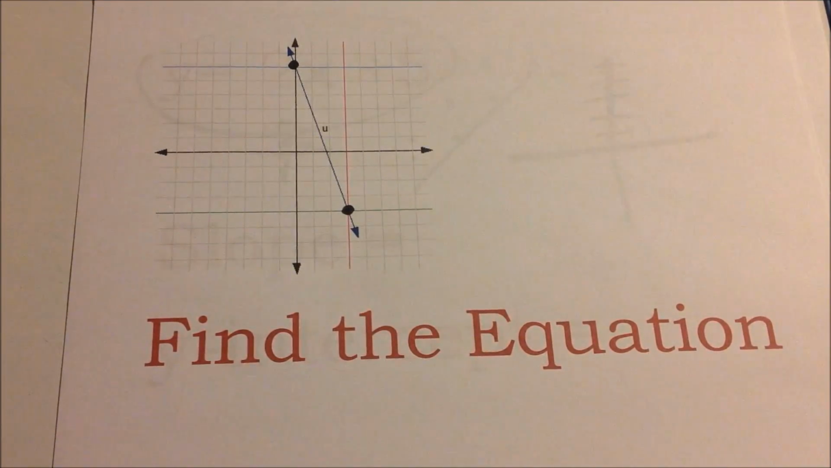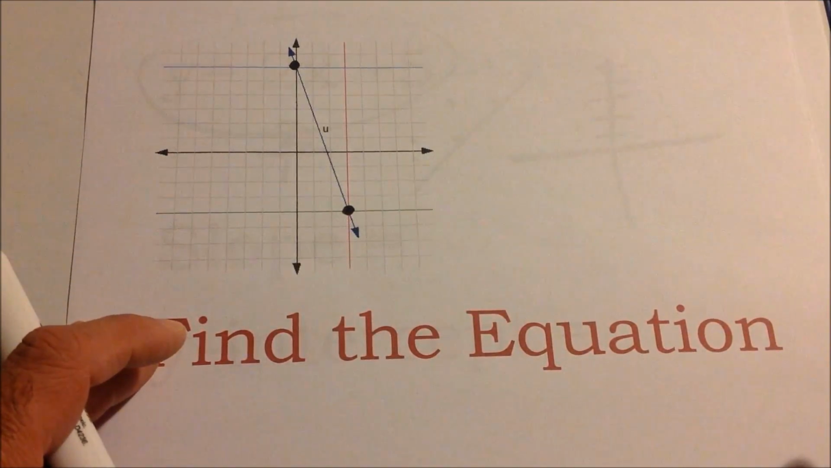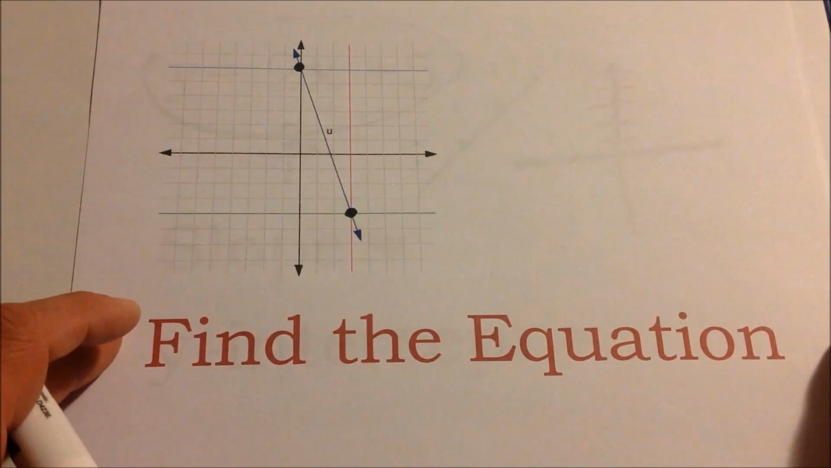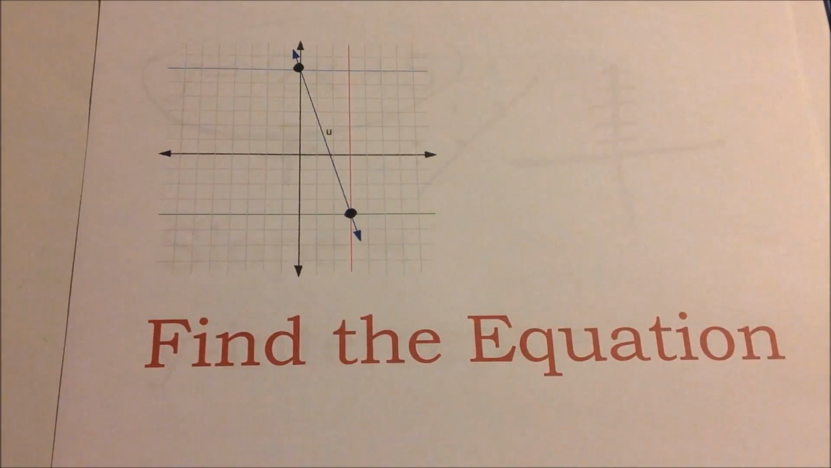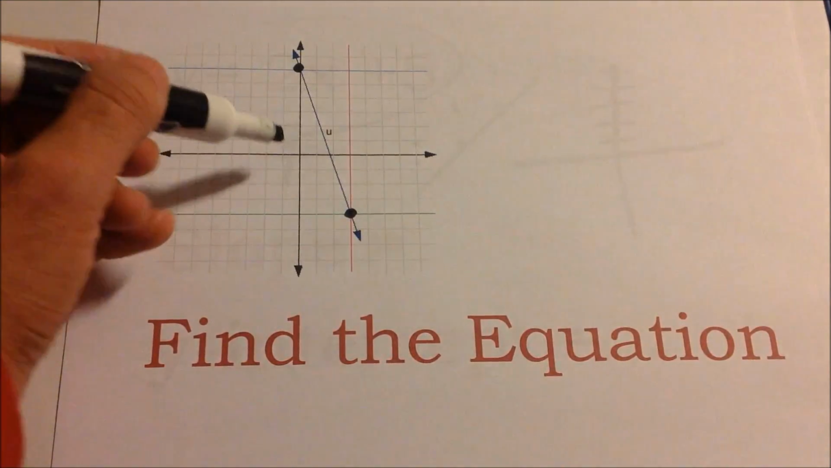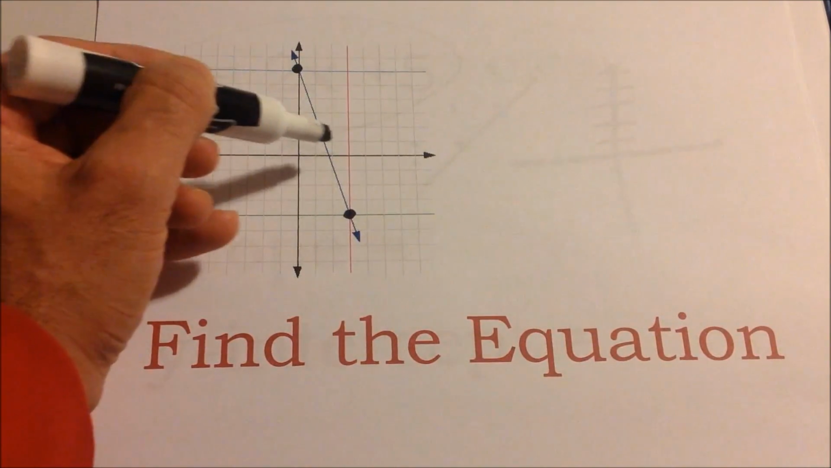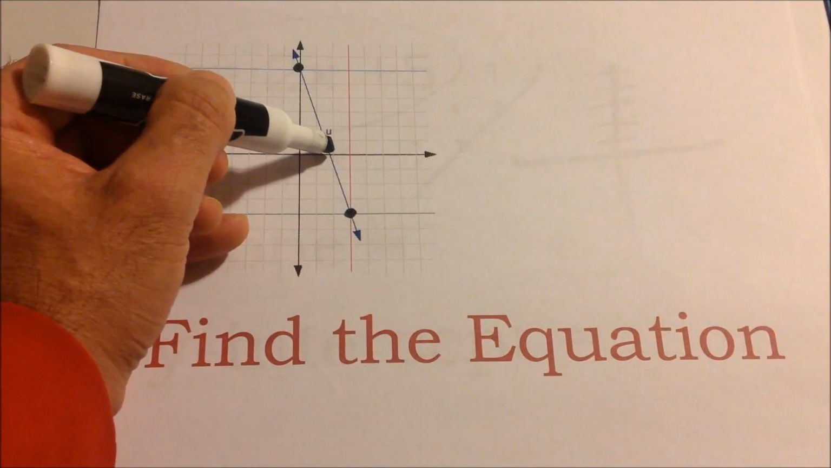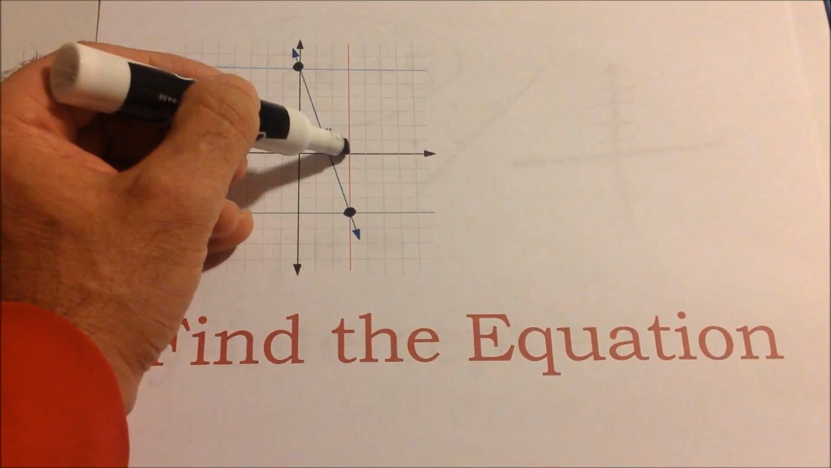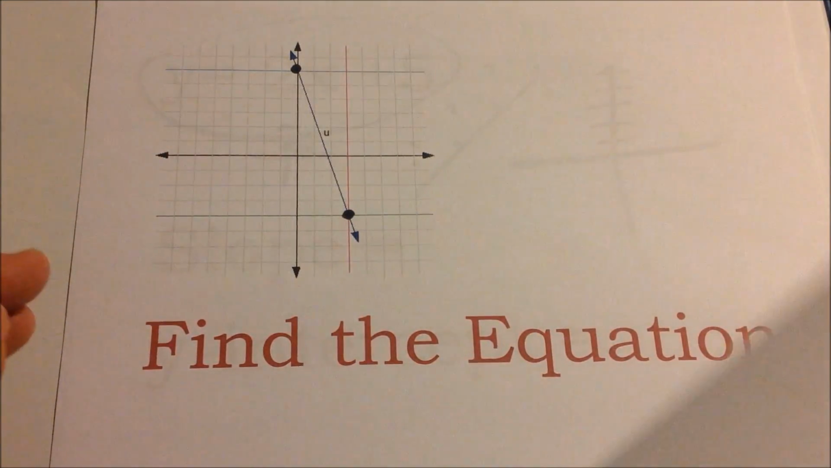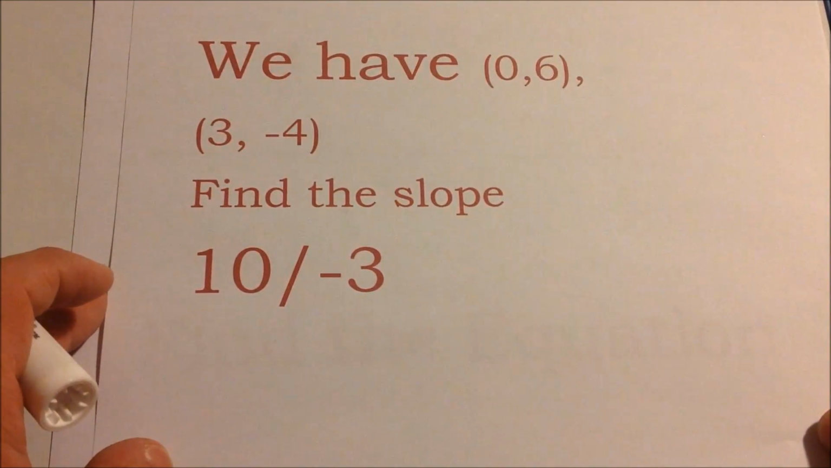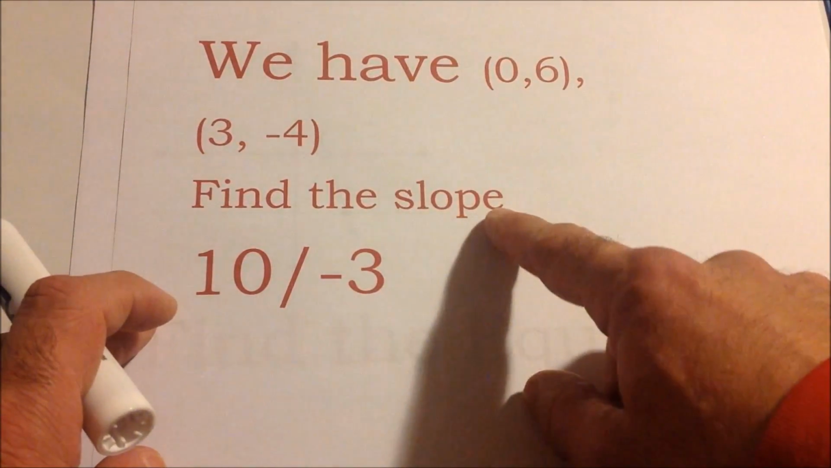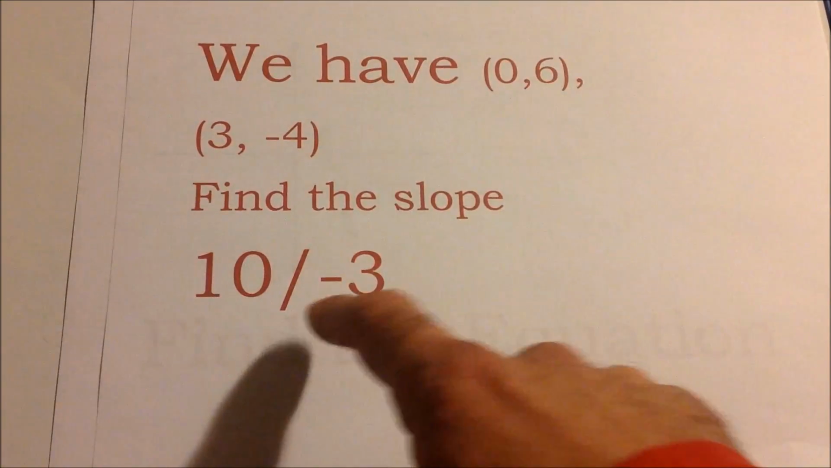You just need 2 points when you're using the slope-intercept form. So what we have here, we have 0, 6 as 1 point, and we have 3, negative 4. So here are our 2 points, 0, 6, and 3, negative 4. And we can find the slope. And the slope is 10 over negative 3.